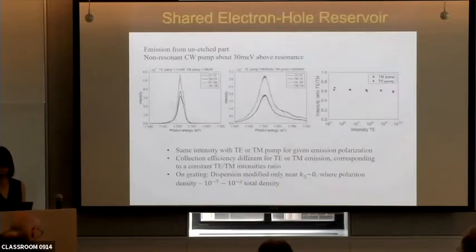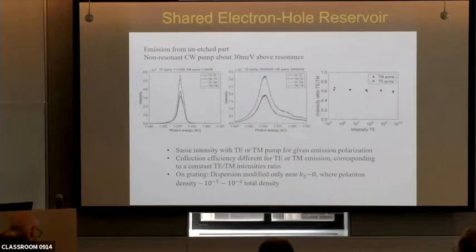This is a theoretical argument. We can also confirm it experimentally. There is no spin imbalance. So we can pump it with both the TE and the TM and collect the emission also in both TE and TM. The different colors correspond to different polarizations of the pump, so they overlap pretty well. There's a difference between the TE and the TM emission intensity because the collection efficiency is slightly different for the two, but we can look at the ratio of the two and that stays constant. So it confirms there's no spin imbalance in the system.